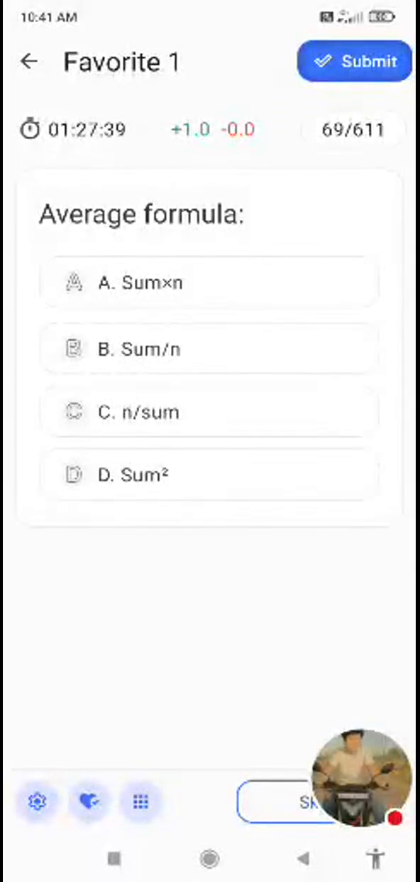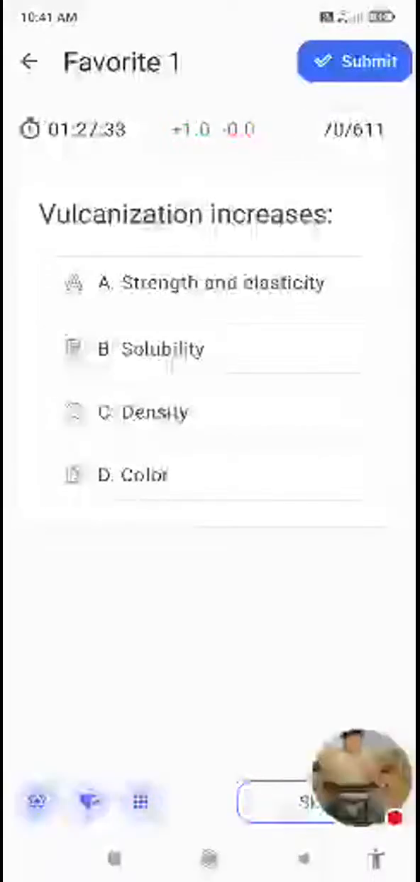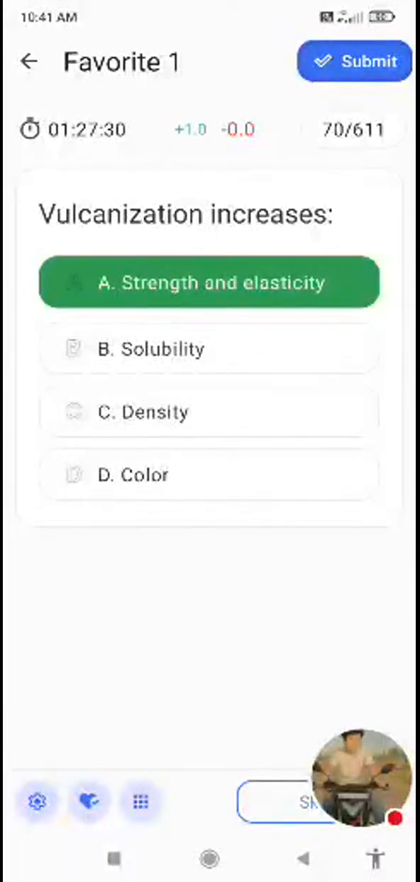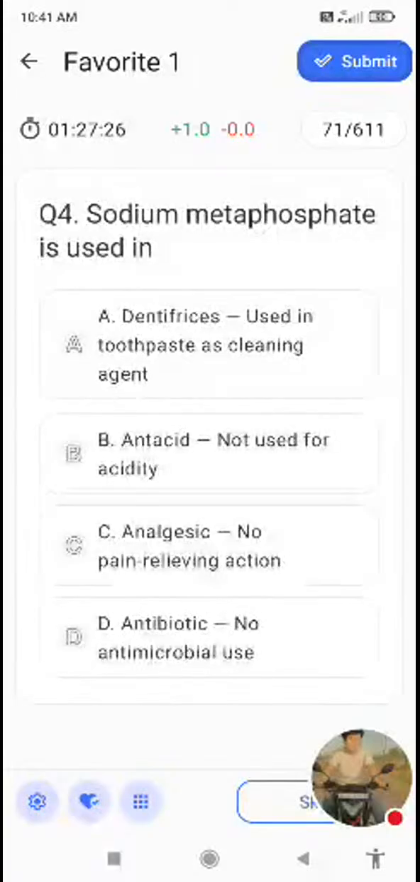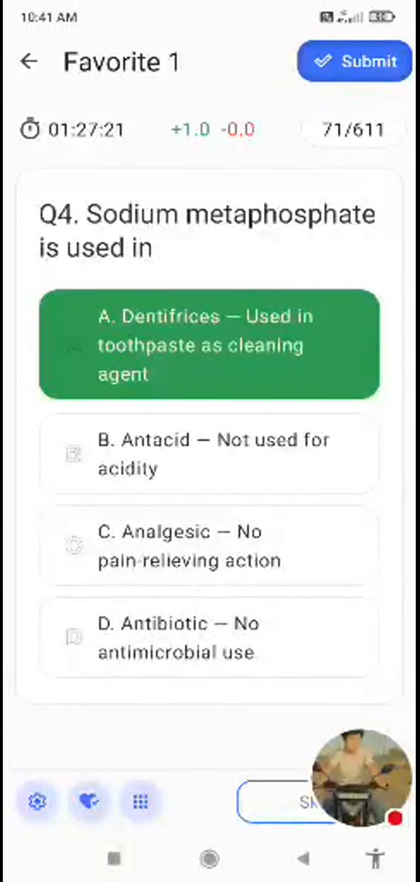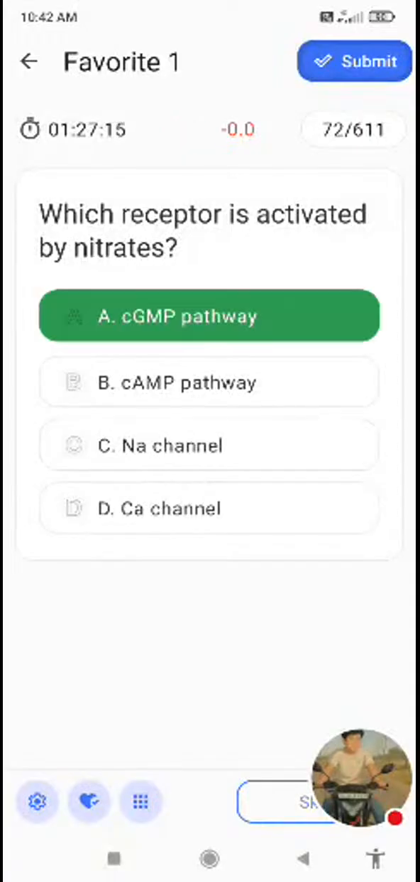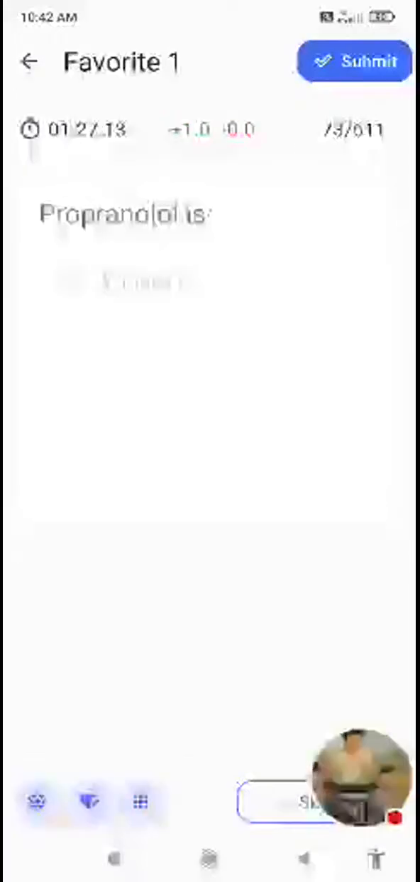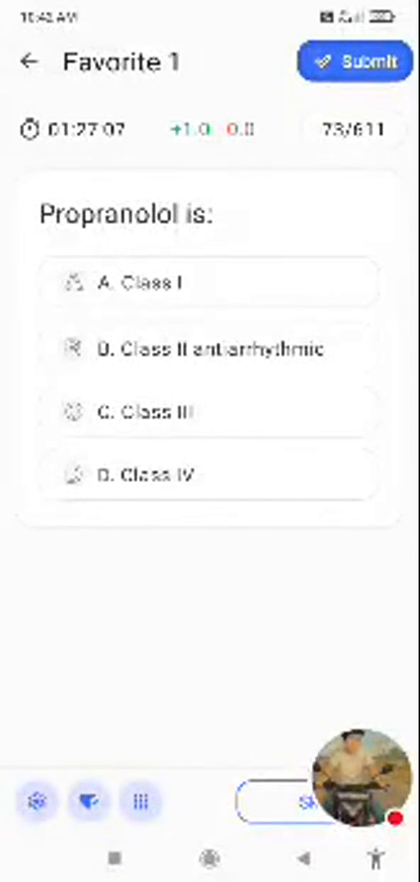Average formula: sum by n. Vulcanization increases strength and elasticity. Sodium metaphosphate is used in dentifrices. Which receptor is activated by nitrate? cGMP pathway. Propranolol, option B, class 2 antiarrhythmic.